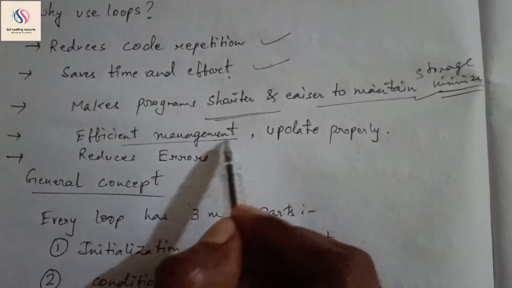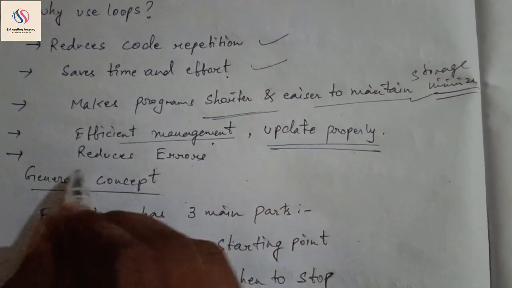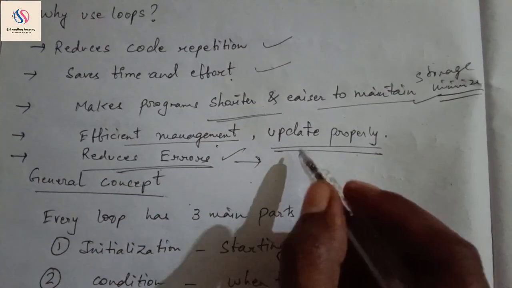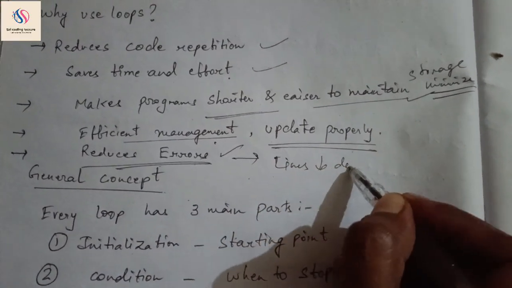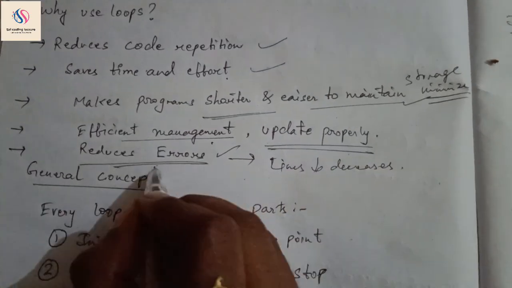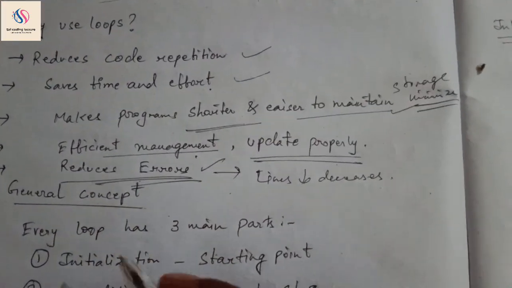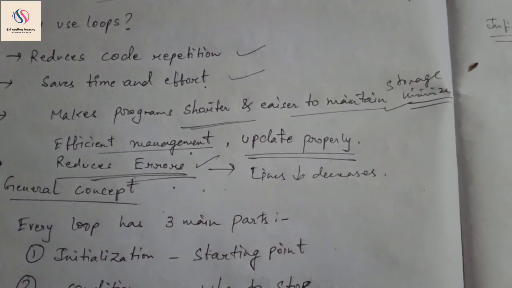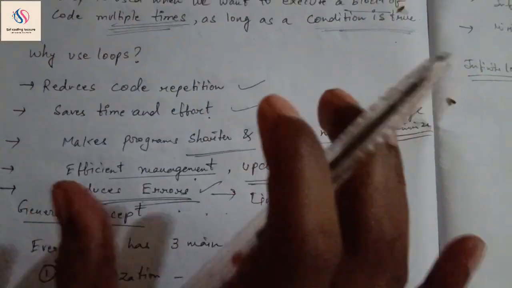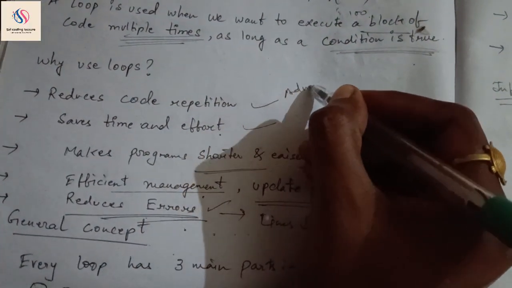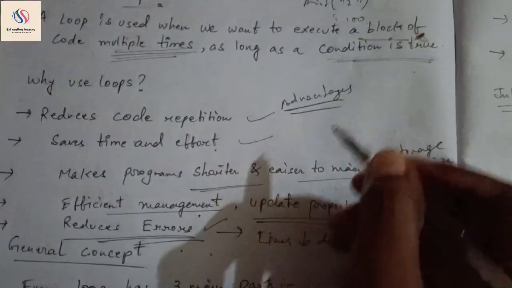Then there is efficient management of code, updating it properly, and obviously it will reduce errors because the lines of code are decreasing. So obviously your errors can be found more quickly. That's why it reduces errors as well. So these are some points on why we use loops, basically the advantages of using loops.